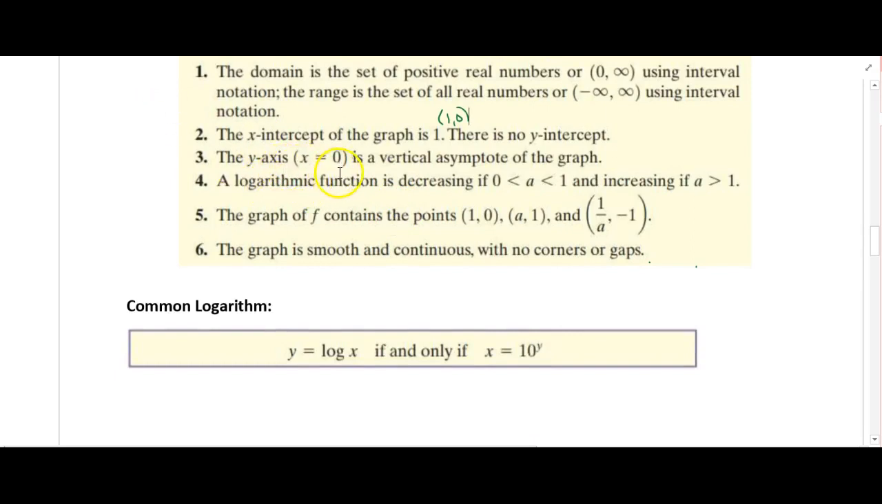The y-axis, x equals 0, is a vertical asymptote, which a graph will never cross. It's decreasing when a is between 0 and 1, and increasing if a is greater than 1. So remember, this is like a is greater than 0 and less than 1. It's going to be the inverse of exponential decay, whereas a greater than 1 would be the inverse of exponential growth. These are your 3 standard points that you can always start with by graphing. And then the graph is smooth and continuous with no corners or gaps. That should be pretty common sense here.